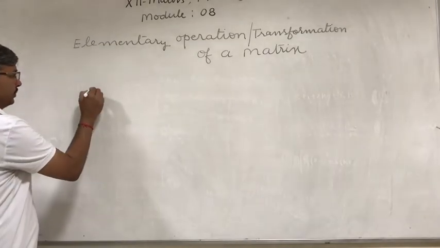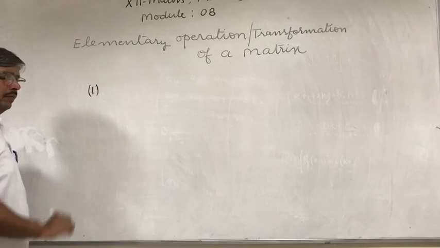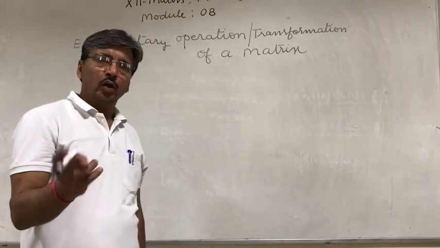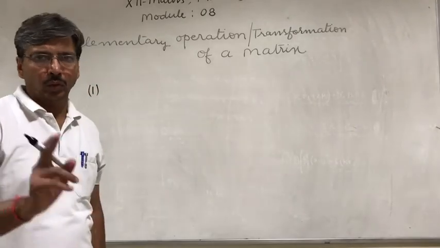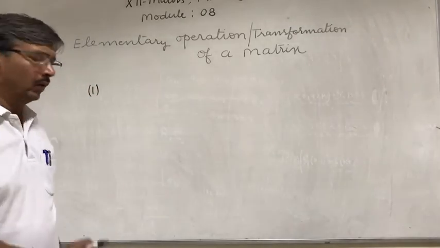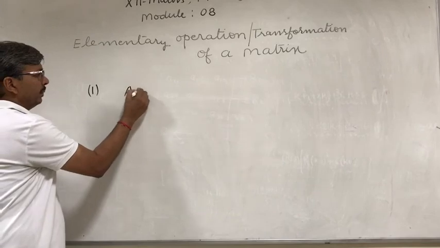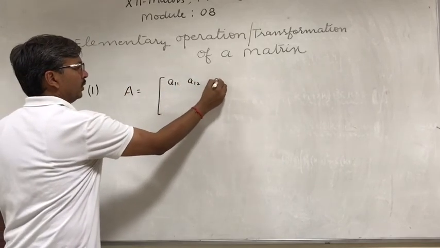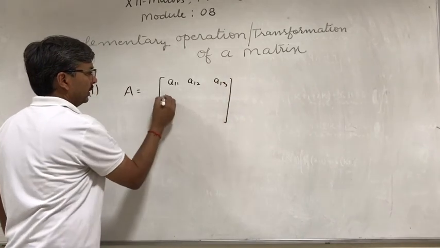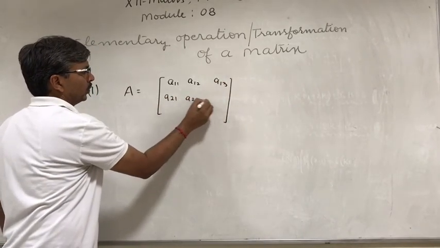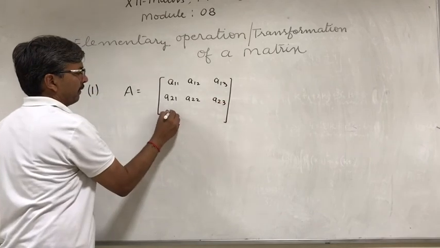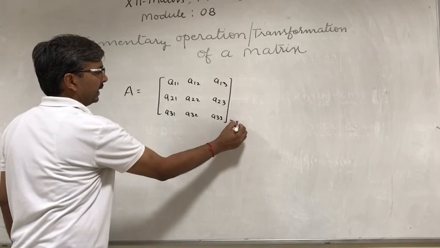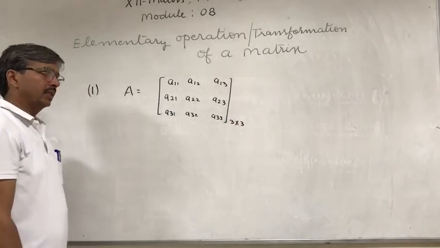First, we can interchange any two rows of a matrix or any two columns of a matrix. See how. Let A be a matrix. A11, A12, A13, A21, A22, A23, A31, A32, A33. This is a matrix of order 3 by 3.